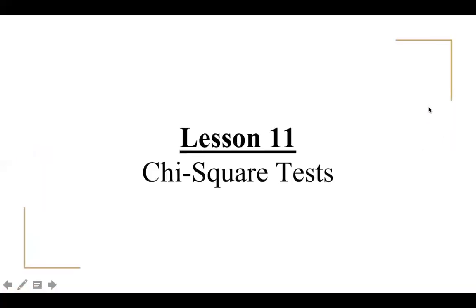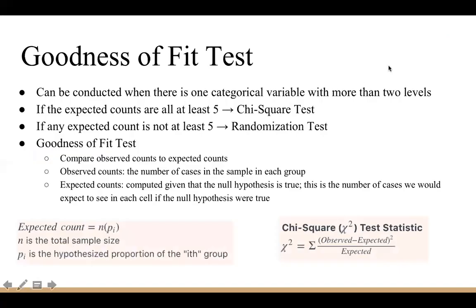All right, so now we're moving into the newer stuff. So lesson 11 and lesson 12, and then we're done. So chi-square tests first. So this stuff should be relatively new. So goodness of fit test, if you remember, it can be conducted when there's one categorical variable with more than 2 levels. So if the expected counts are all at least 5, then you're going to use a chi-square test. If any expected count is not at least 5, then you use a randomization test.